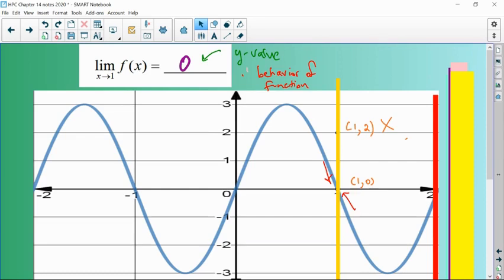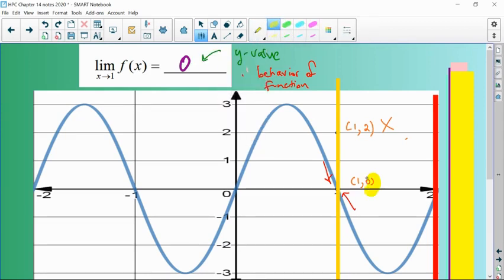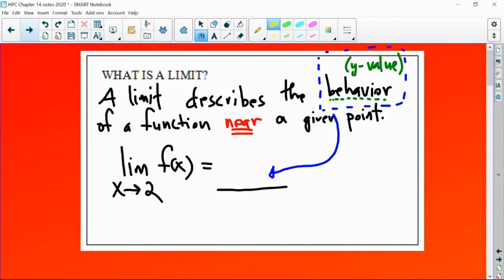What is the behavior close to 1? And when I answer that question, I'm answering the behavior as a y value. The behavior of all these y values as I get closer, closer, closer, closer to 1 means that the y's are getting closer to 0. I don't care what happens at the point. I care what happens close to the point. And that's again, this definition here.